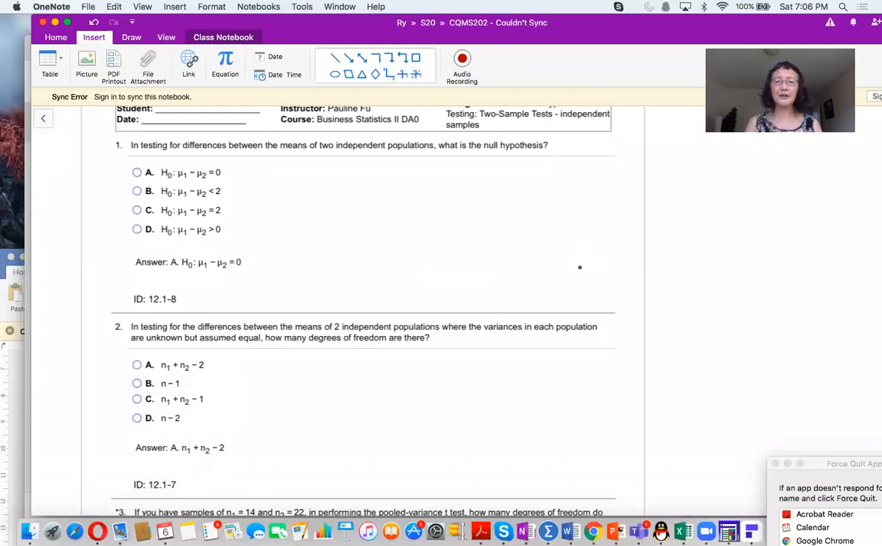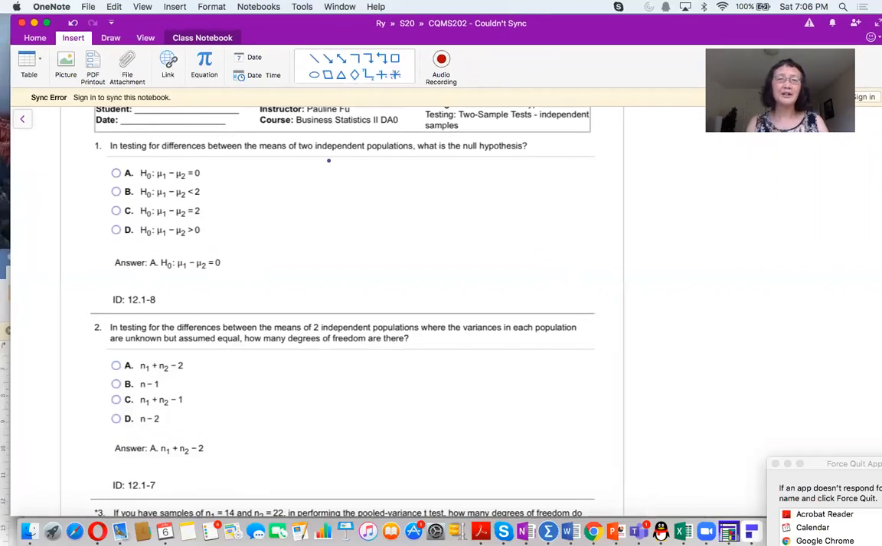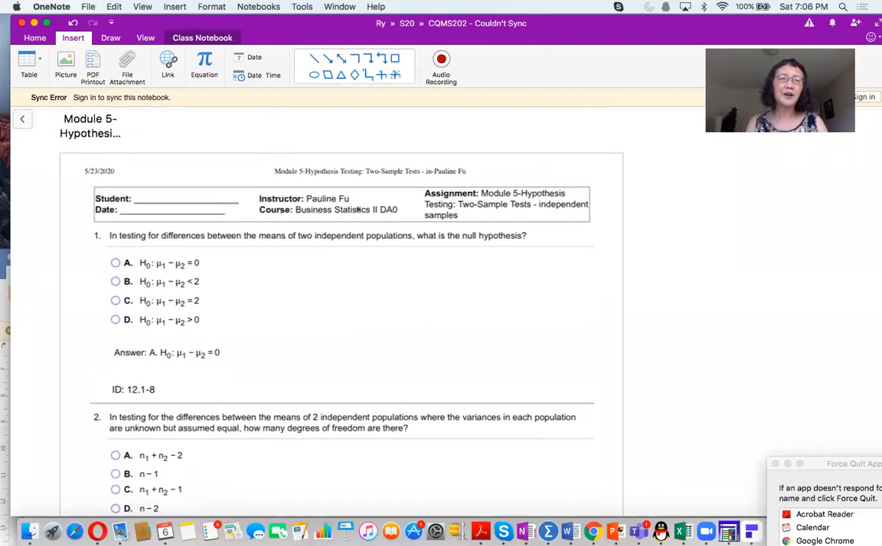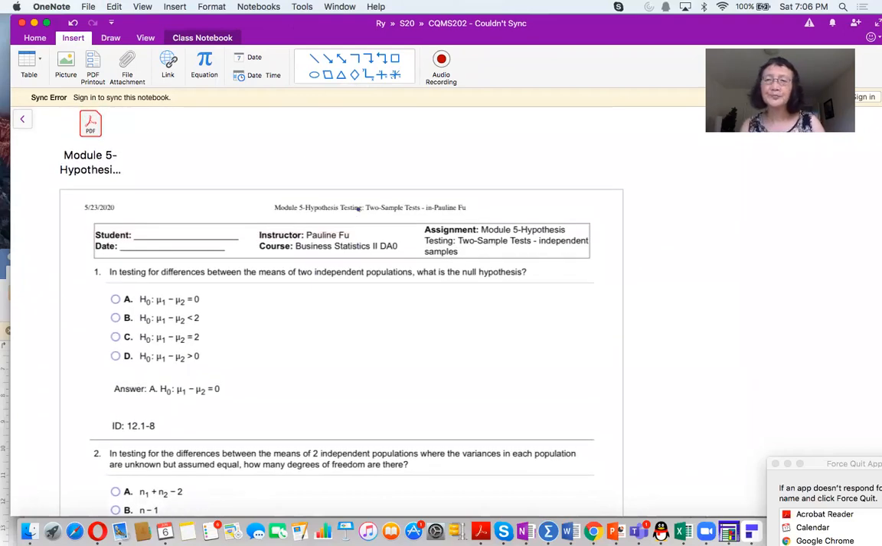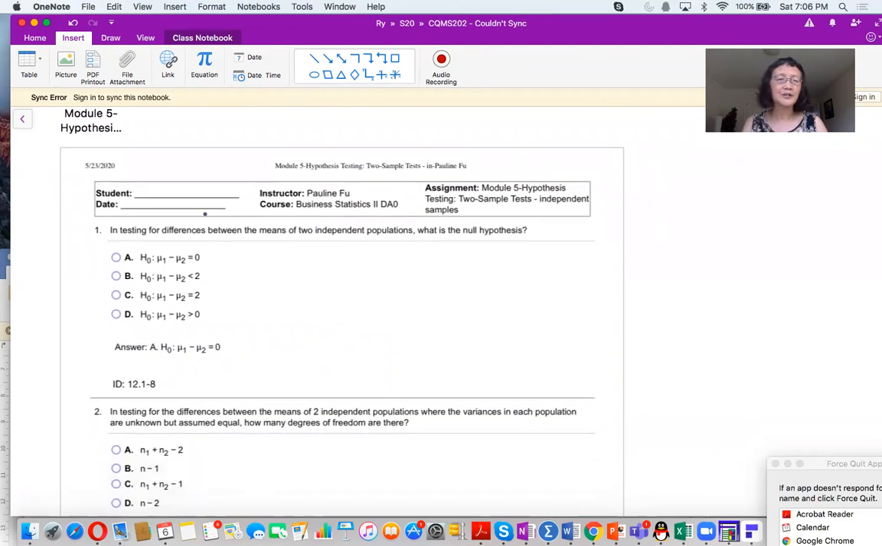So let's start with the basics and go over a couple of questions. But before we start, do you have any other questions? Okay. So this one: in testing for differences between means of 2 independent populations, what is the null hypothesis?